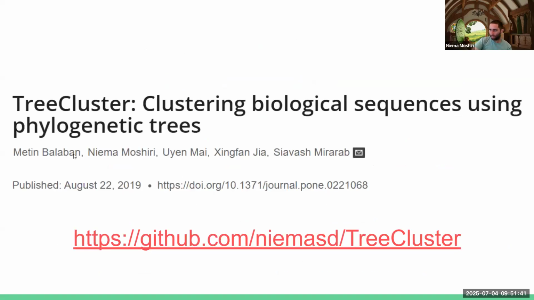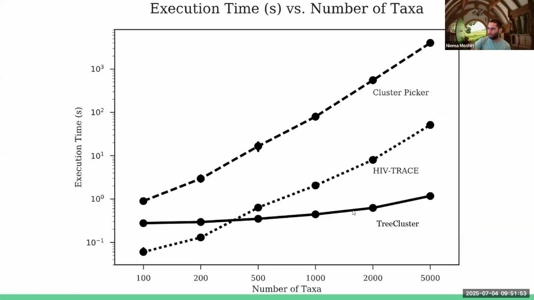So back in 2019, me and some colleagues implemented a tool called TreeCluster that basically does this. You give it some definition of clustering, you give it an evolutionary tree, and it clusters the sequences using that evolutionary tree. And the beauty of this is that it's super fast. So here I'm comparing its performance against HIV-TRACE and this other evolutionary tree clustering tool called ClusterPicker. And again, horizontal axis is data set size, vertical axis is runtime. My tool is super fast.